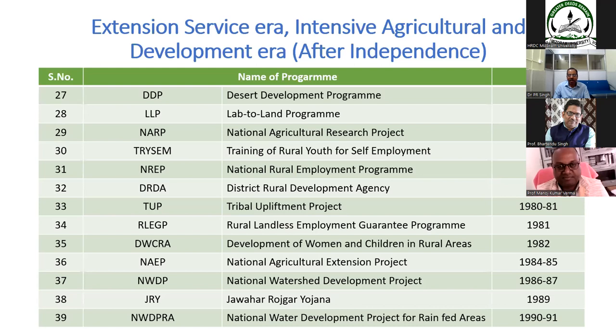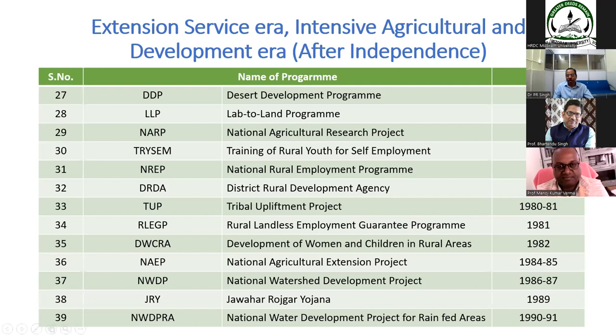Then the National Agricultural Extension Project and the National Watershed Development Project. The emphasis is on water, because we conserve rain water in small pockets, developing different canals, developing small water bodies like ponds, barricading the canals to conserve irrigation water, developing stop dams, check dams, and so many things.